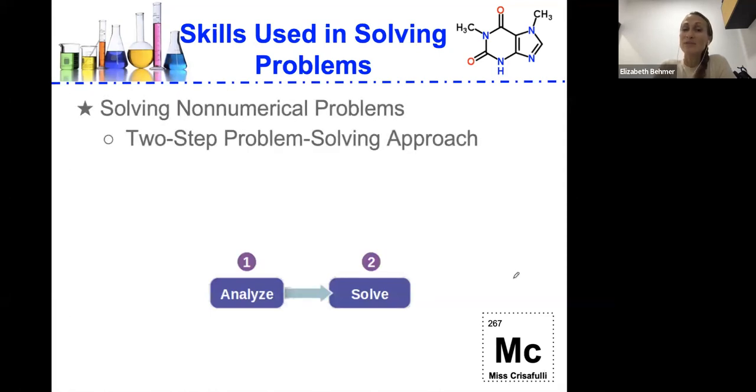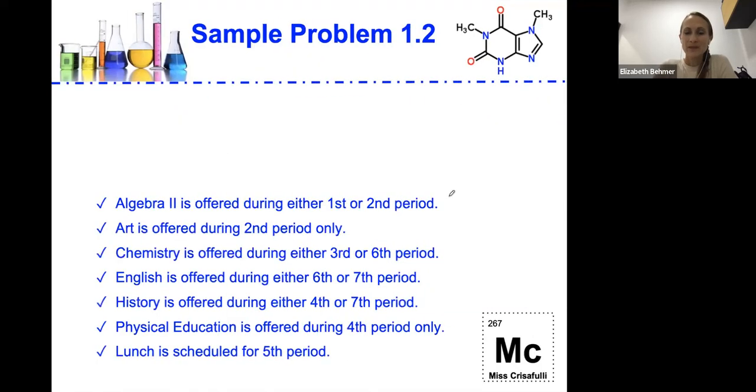Solving numerical problems, there's also a 2-step problem-solving approach where we analyze and then solve the problem. We'll go through this answer. Let's go through another sample problem, number 1.2.